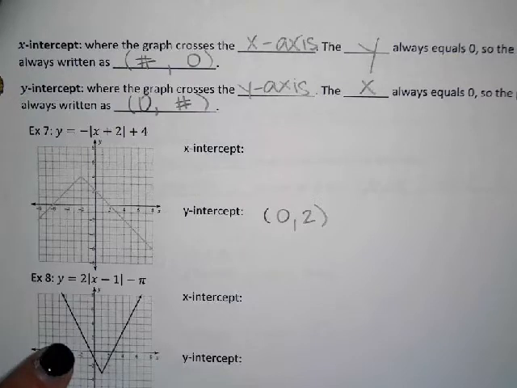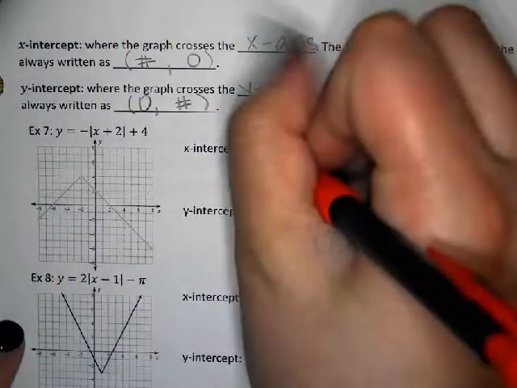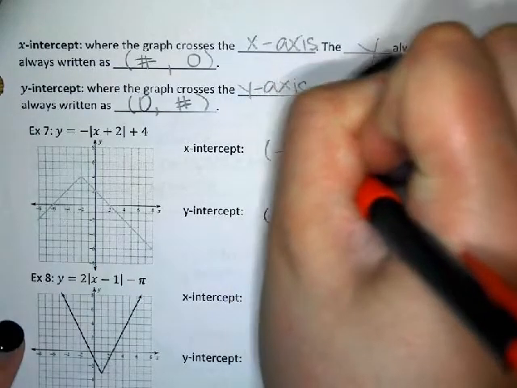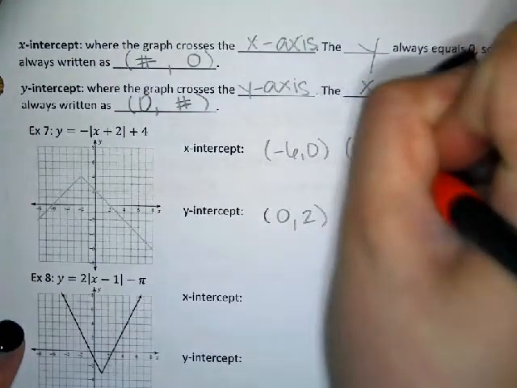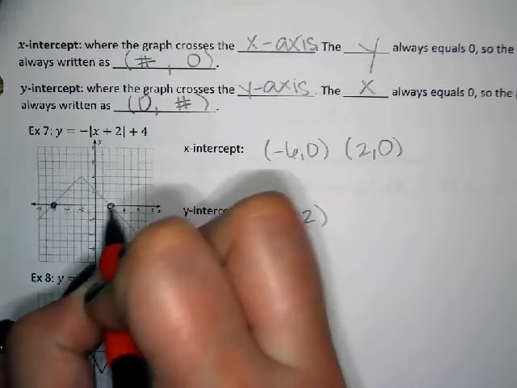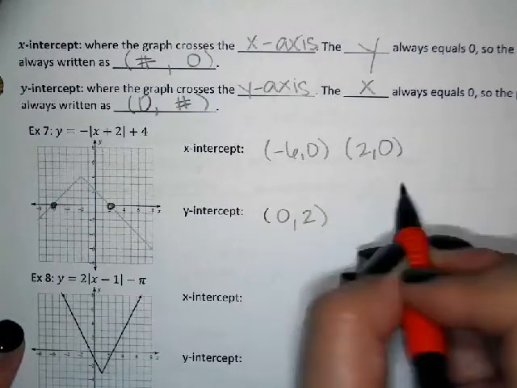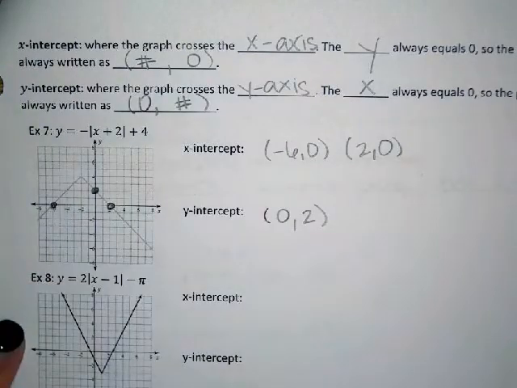So we've got -6, and then what else do we have? 2. Yeah. So -6, comma 0, 2, comma 0. That's our X-intercepts. And then 0, 2, there's our Y-intercept.